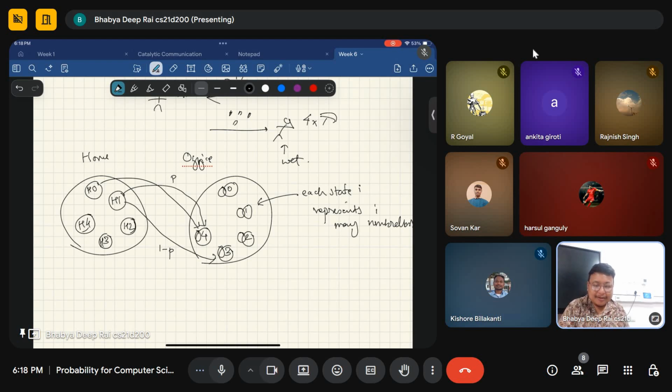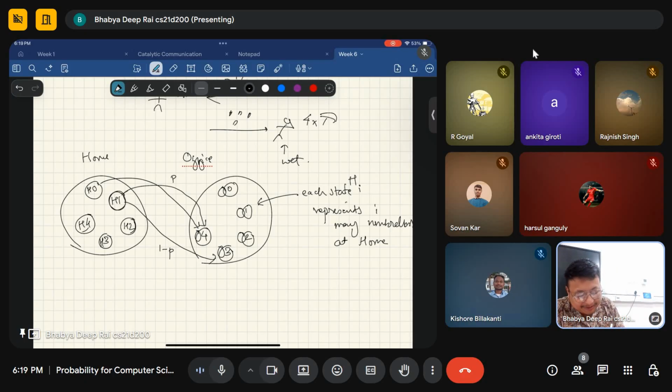Each state Hi represents i many umbrellas at home, and similarly for office. So if I am at the H1 state, it means I am at home and I have one umbrella at home. It rains with a probability p. So when I need to go to the office, let's say it rains.